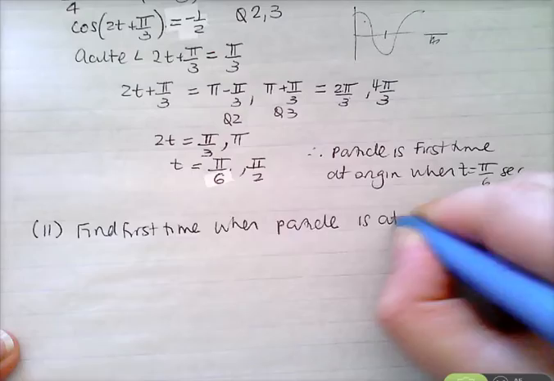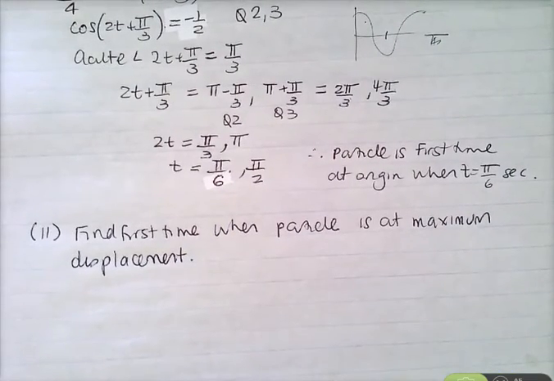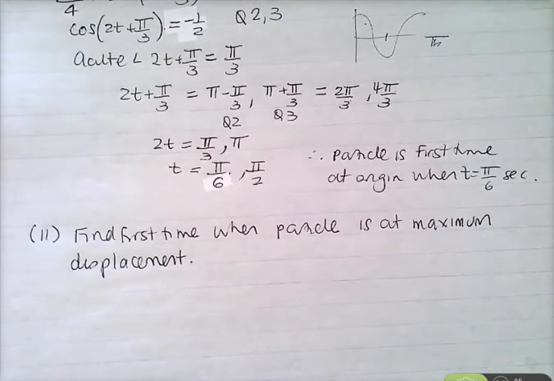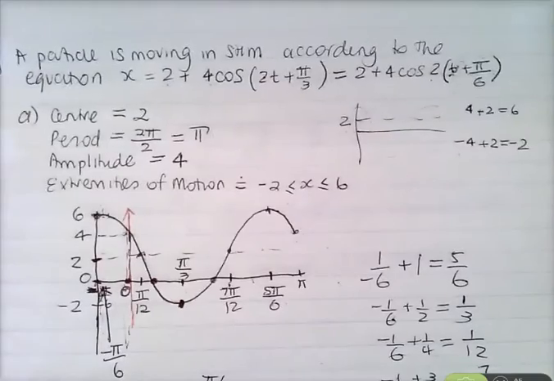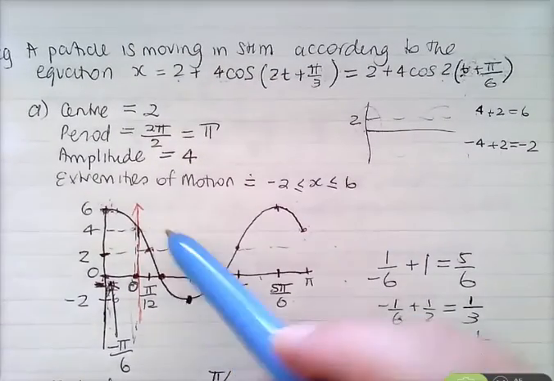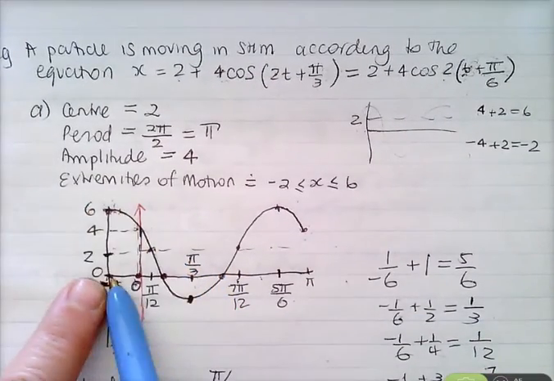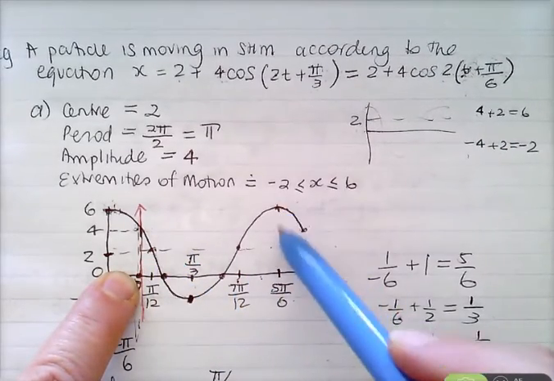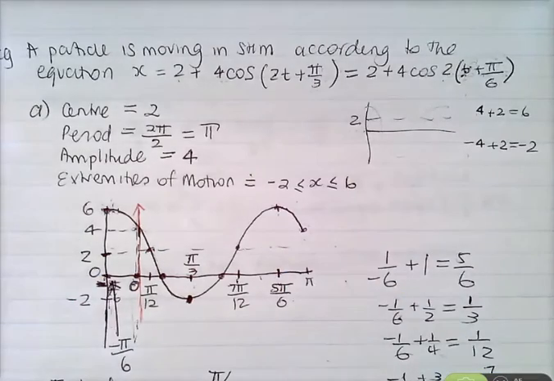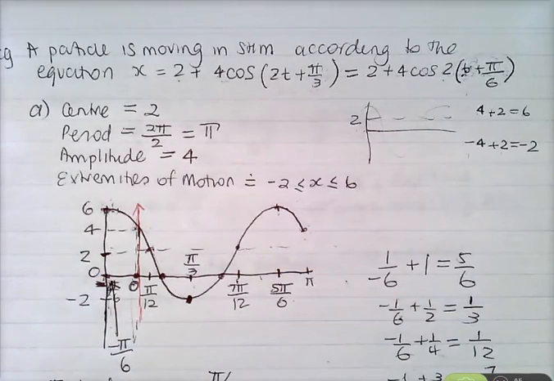Now that can be read from the graph as well, okay? Now if I put the graph that I drew earlier, we're expecting an answer. Remember, this is time negative pi on 6, this is time 0. So the first time when it's at maximum displacement, we're expecting the answer to be 5 pi on 6 seconds. But we're going to do it using trig to check. So I think the answer's time is 5 pi on 6.